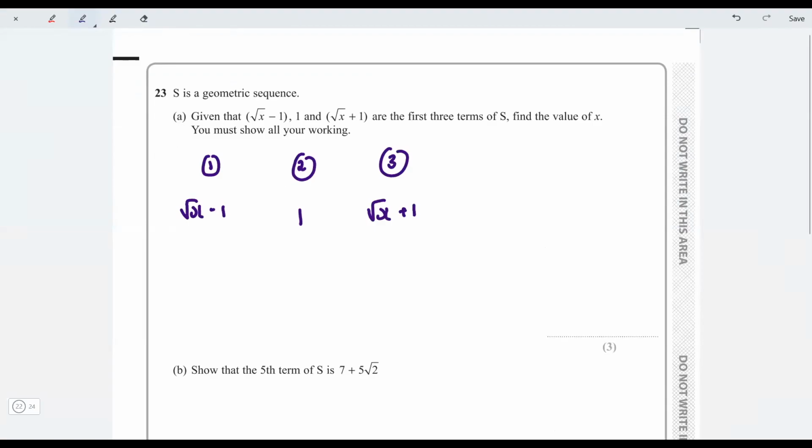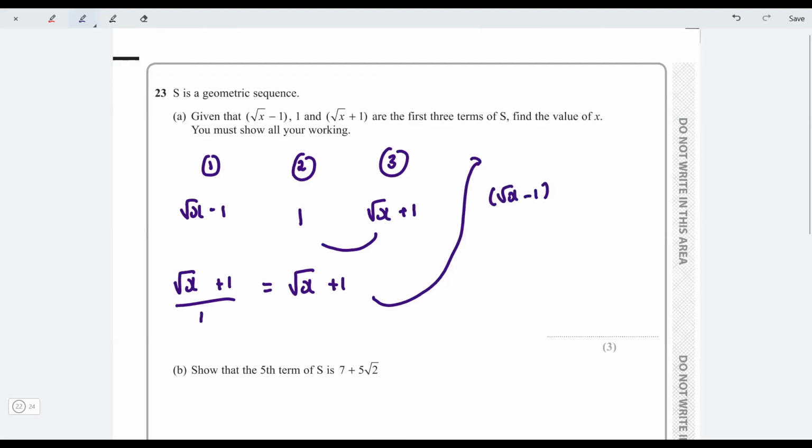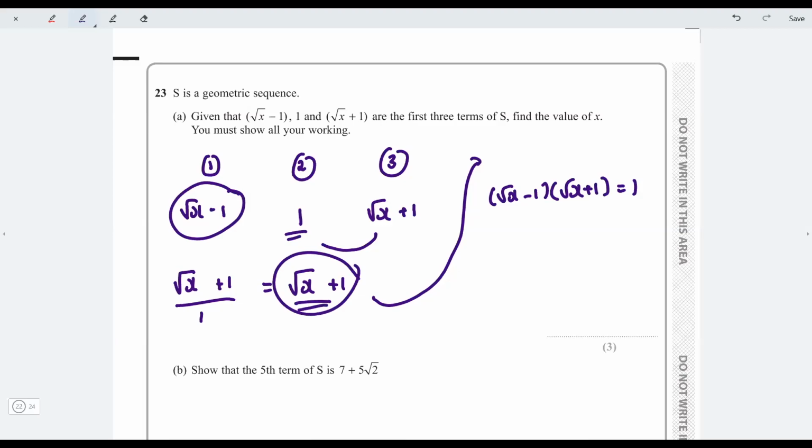Right, to work out the ratio, how do you get from one to another? I'm just going to divide these two. Square root x add 1 divided by 1. That's just square root x add 1. So that means you are timesing by square root x add 1 each time. So if I do square root x take 1 times square root x add 1, I should end up with 1. Because if I times this by this, I should end up with this. Remember, you are timesing each time. And that's our ratio. That means you are timesing by that each time to get to the next one. Just like this, 1 times this would give you this.